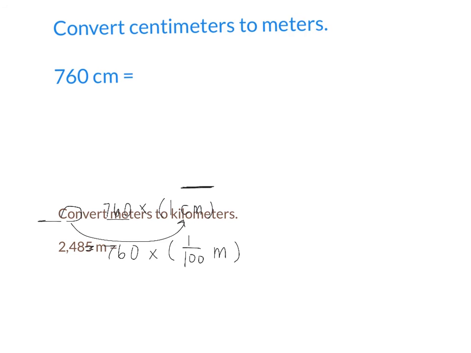Okay. Now I can multiply. 760 hundredths is the same thing as 760 over 100. Yes? Okay. Oh, don't forget to write your unit. I almost forgot. What's my new unit? Meters. If you don't write the unit, we won't know what you're talking about.